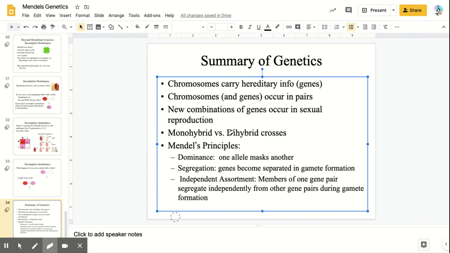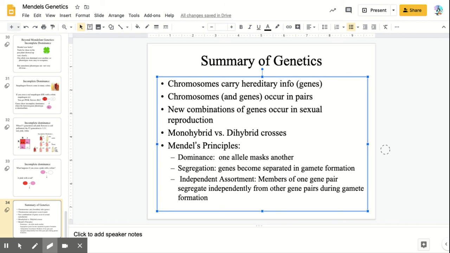So our big ideas for this were that chromosomes carry heredity or genes. Chromosomes occur in pairs. We have new combinations of genes that occur in sexual reproduction. We're only focusing on monohybrid crosses. We are not focusing on dihybrid crosses. And Mendel had three principles. He had the principle of dominance, which is one allele is louder than the other, so it covers up the other. We have the principle of segregation.